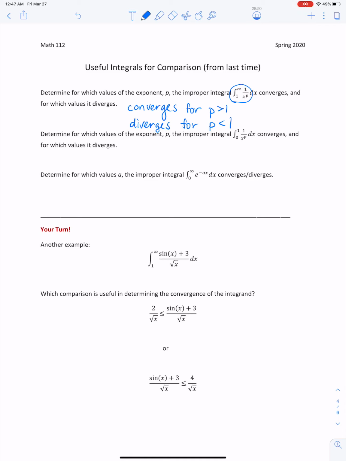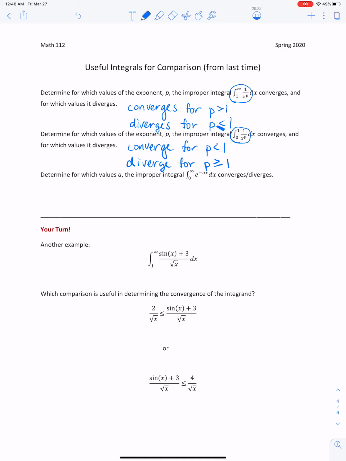And if we're taking the integral from 0 to 1, that's also an improper integral, this is going to converge for p less than 1, and it's going to diverge for p greater than or equal to 1. And I apologize, up here this should also be diverges for p less than or equal to 1 in the first family. Notice that for p equals 1, we have divergence on both of these integrals.